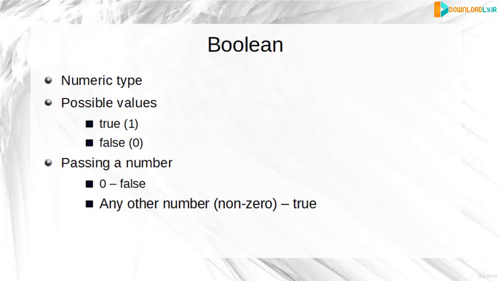A Boolean variable is of numeric type. That is, it is of type integer. However, unlike an integer, a Boolean variable can only have two possible values, true or false. True usually has a value of 1, while false has a value of 0. Now, when we pass a number value to a Boolean variable, the number is converted to either of those two values. If the passed value is 0, then it is false. Any other number would result in a value of true.